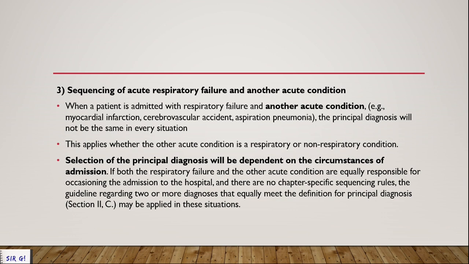If both the respiratory failure and the other acute condition are equally responsible for occasioning the admission to the hospital, and there are no chapter-specific sequencing rules, the guideline regarding two or more diagnoses that equally meet the definition of principal diagnosis, Section 2, letter C, may be applied in this situation. You can use either one of them. That is the guideline. We don't need to go through Section 2 and C. The guideline here is you can use both of them.